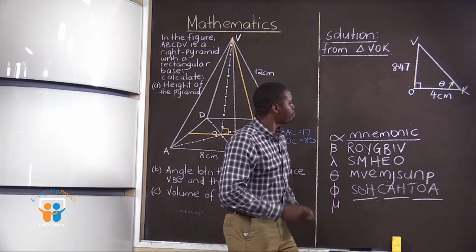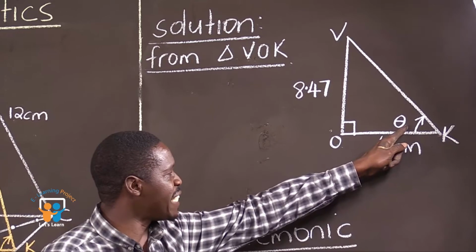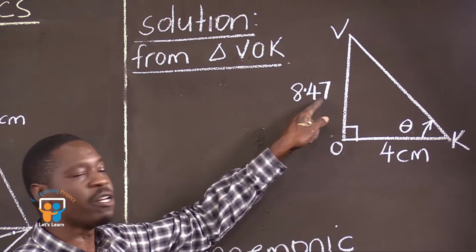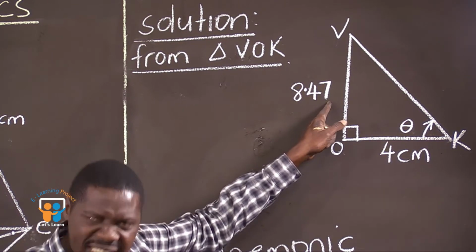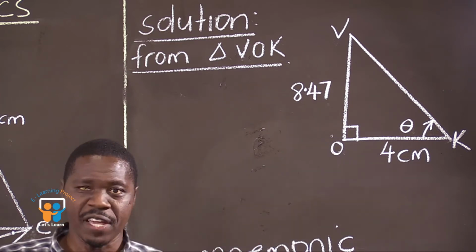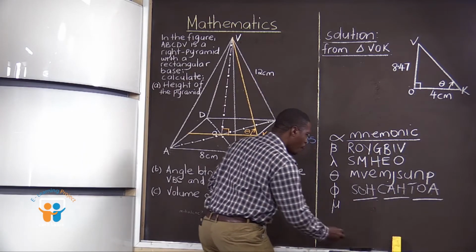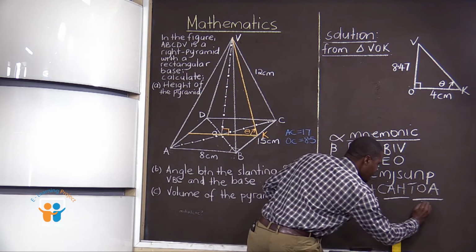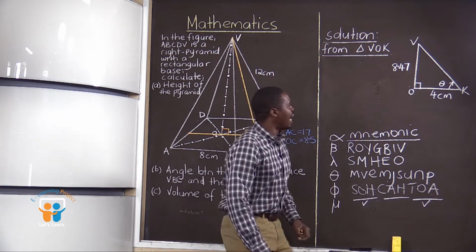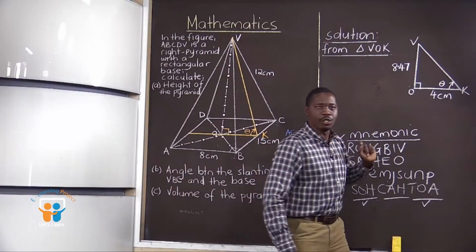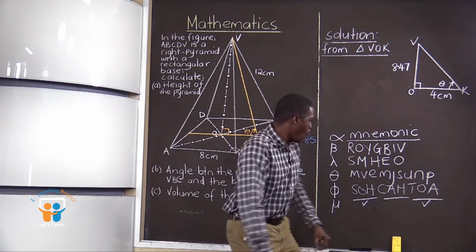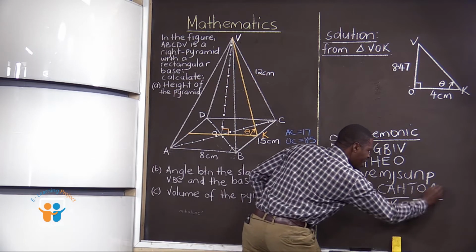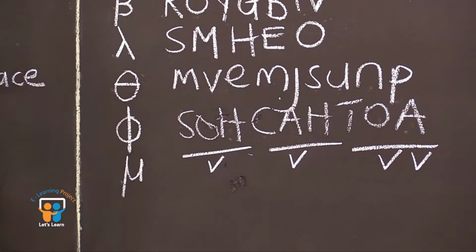Let us start. If this is our angle theta, we have the opposite. The opposite is 8.47. Do we know it? Yes, we know it is 8.47. Wherever there is opposite, we tick. Opposite, yes. Good. Do we have adjacent? Yes. Wherever we have adjacent, we tick. Adjacent, yes. We continue.